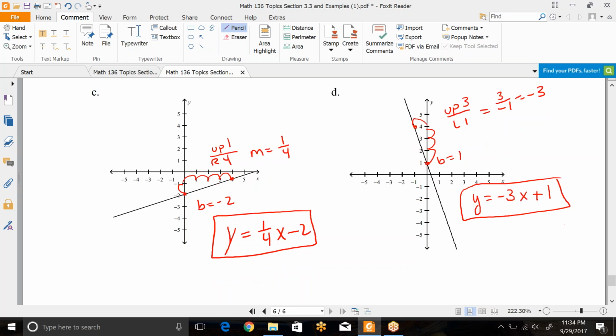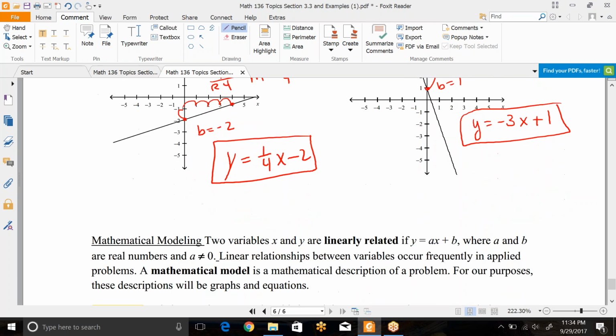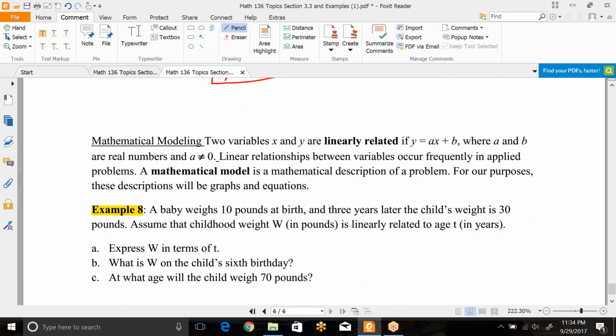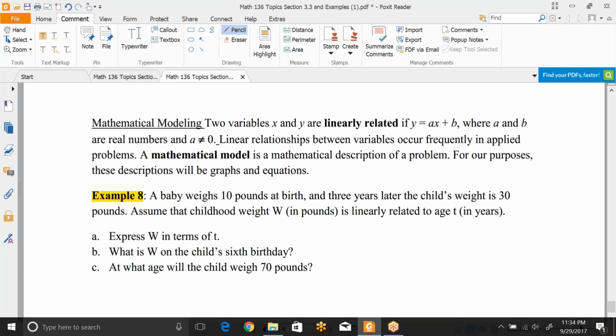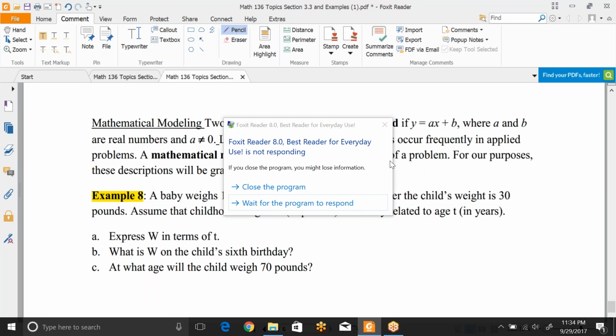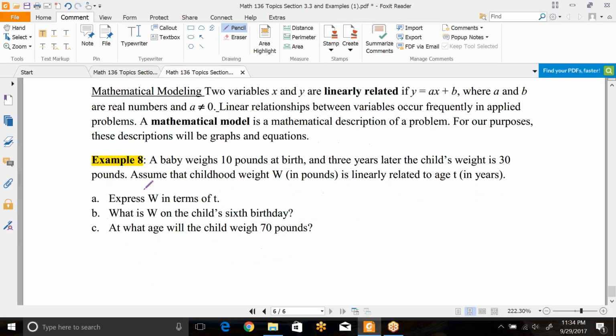So if you have a picture, you just need to find the y-intercept and then find another point on the graph and then count the rise and run to get the slope. Okay, the final problem in section 3.3 is a word problem. It says two variables are linearly related if y equals ax plus b, where a and b are real numbers and a cannot equal 0. So typically these are applications where they give us two ordered pairs.